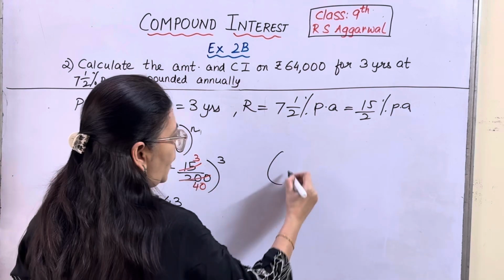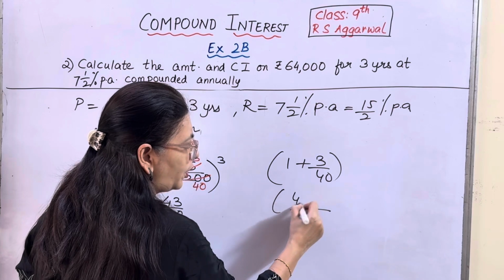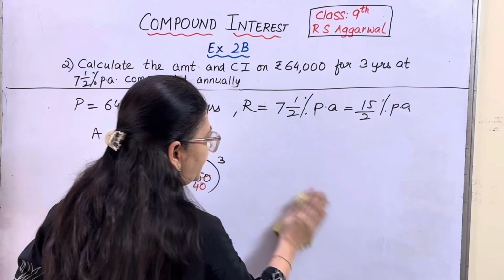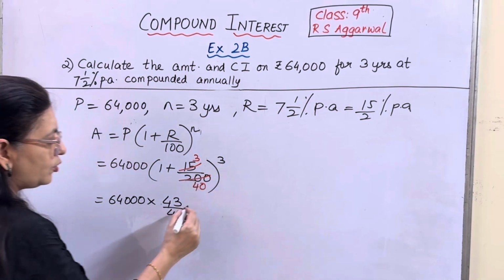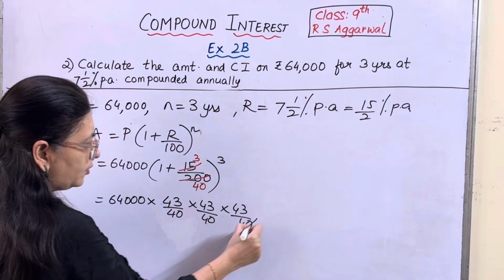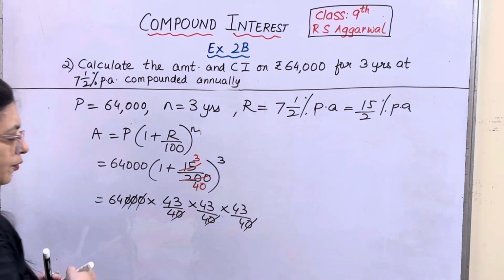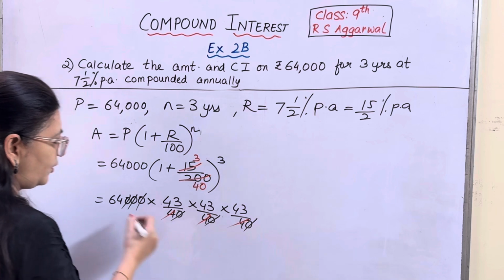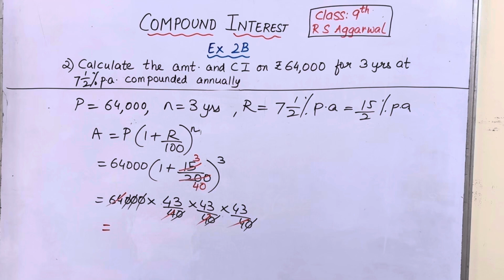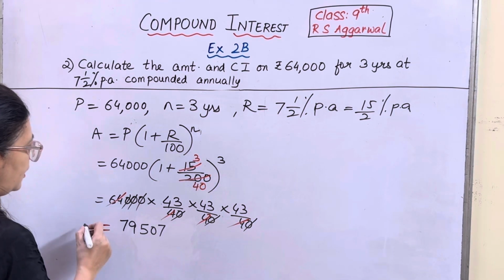I'll just show you this: 1 plus 3 upon 40 you got. So the LCM is 40, what you will do? 40 plus 3. Clear? Now this you have to multiply how many times? 3 times. So into 43 upon 40 into 43 upon 40. 0 0 cancel, 0 0 cancel, 0 0 cancel. Now 4 4s are 16, 16 4s are 64, so this gets cancelled. So what is the answer? 43 times 43 times 43. Yes, the answer is 79,507. This is the amount.